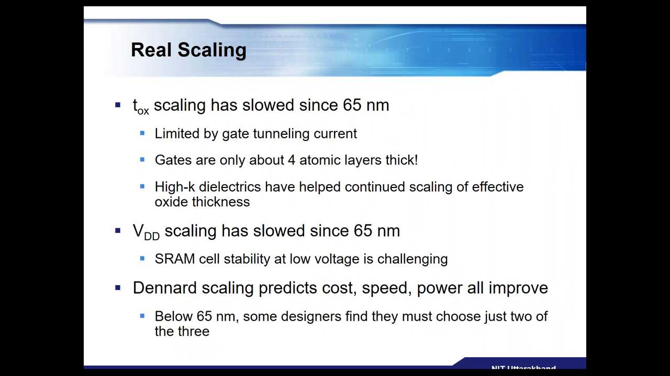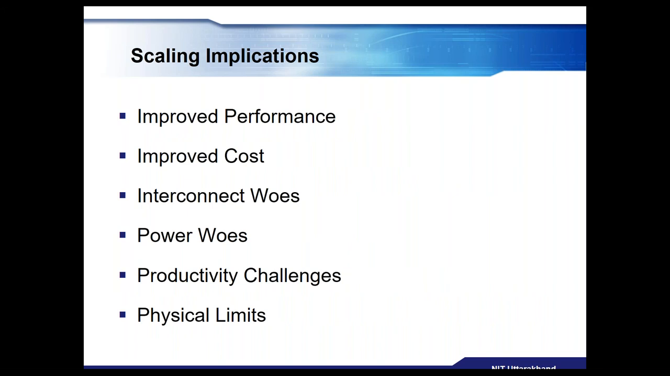So actually, the voltage is not scaled in the same way as the device dimensions. The 5-volt supply was reduced to a 3.3-volt supply, then later to 1.8, and now we are working on a 1.3-volt supply. So it is not possible to reduce the supply voltage. That is why we are using a method in between the constant field scaling and the constant voltage scaling. And what are the scaling implications?